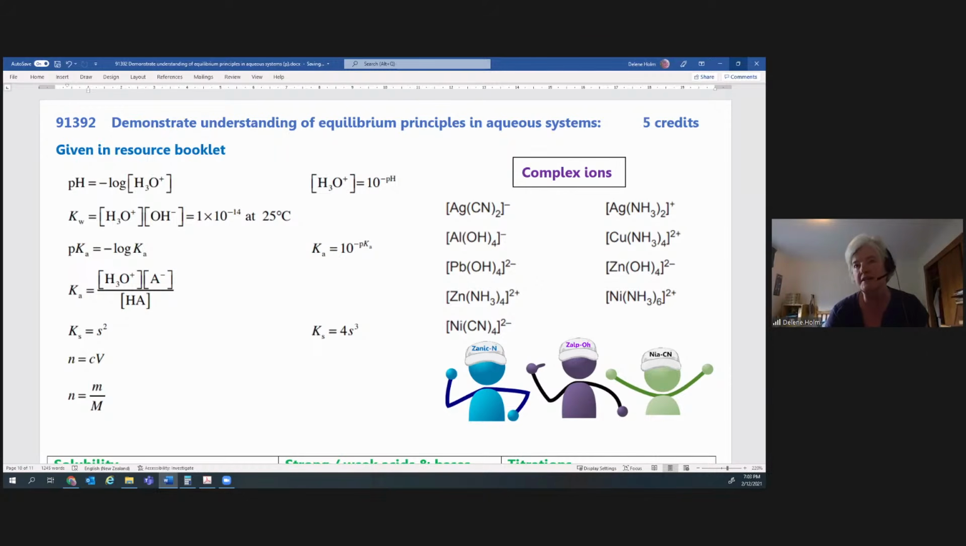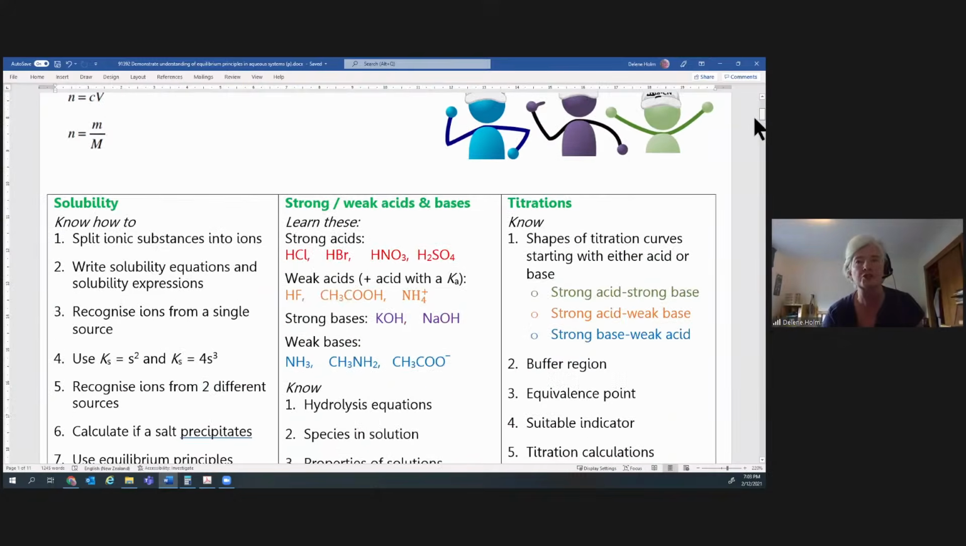Zelp would be zinc, aluminium, Al, and then L and P is for lead, because the symbol is really Pb, and that's for OH. And then niacin is the complex ions formed with cyanide, and so it's nickel and silver. So just a sort of memory help, because if you're trying to do all 3 exams, it's a lot to get through. So let's have a look now at what you need to know.